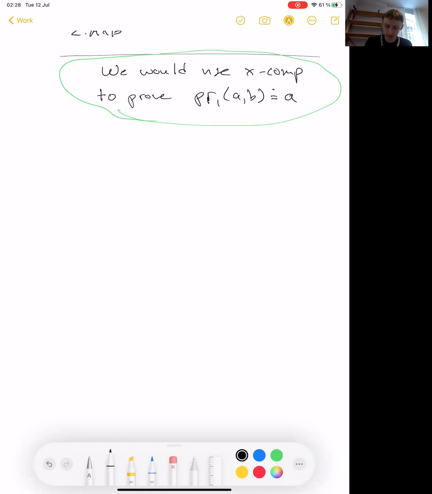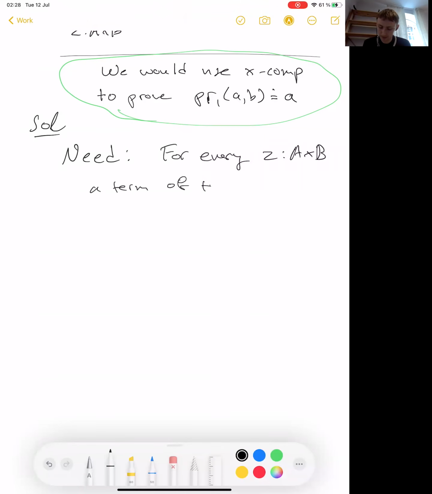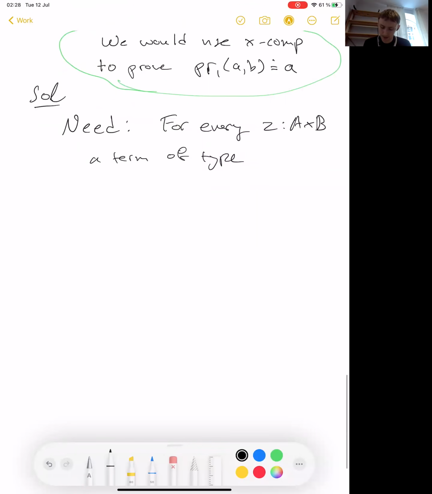Okay, so what do we need? Solution. For every z in A cross B, we need a term of type z equals PR1z, comma, PR2z. Okay.